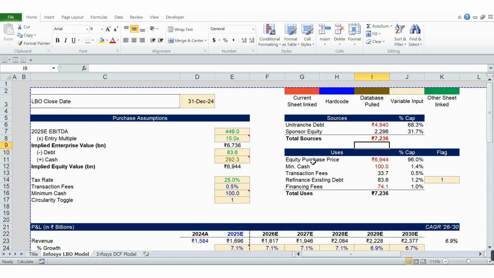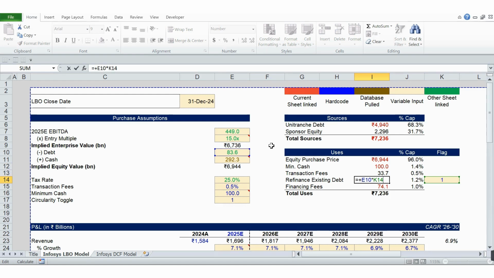Now in sources and uses, we first focus on the uses. What all things are required to be paid off in this deal? Number 1 is the equity purchase price. This is linked to the same sheet, linked from here. Then we have the minimum cash requirement. Then the transaction fee is taken as 0.5% of the total transaction, the EV value.